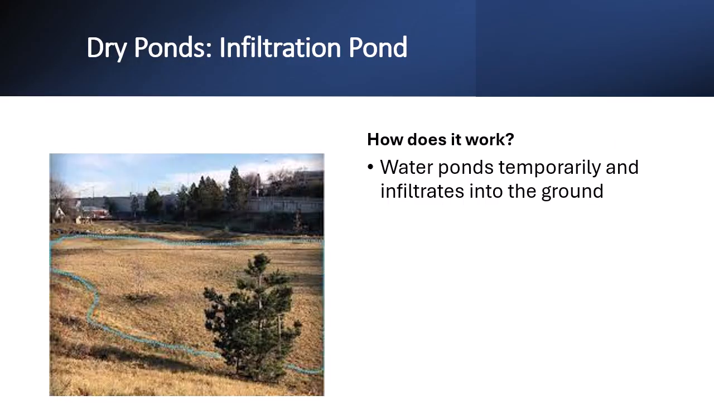An infiltration pond is a type of dry pond that is specifically designed to allow stormwater to pond temporarily and infiltrate into the ground, much like a swale. For this reason, infiltration ponds will typically be dry and usually seeded with grass to function like a field, except immediately following rain or snow melt events when they become filled.